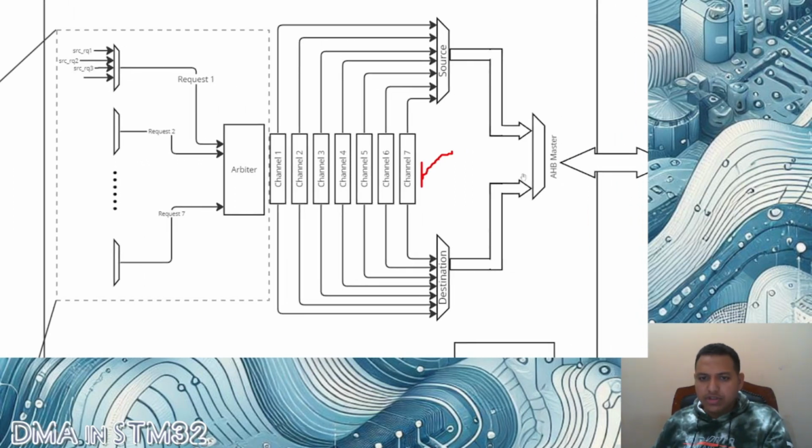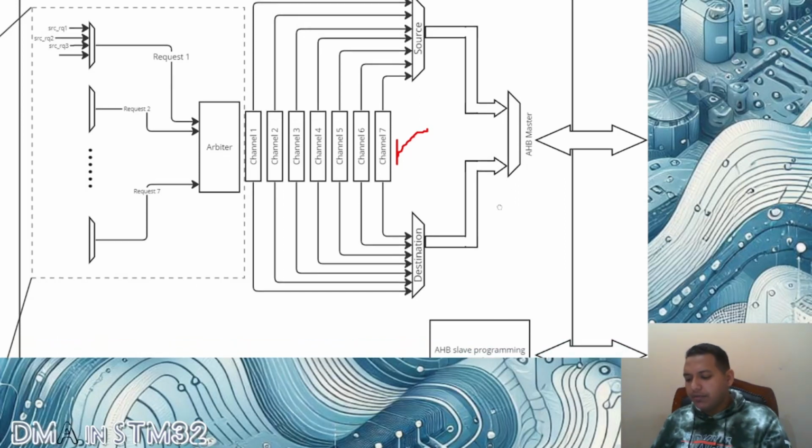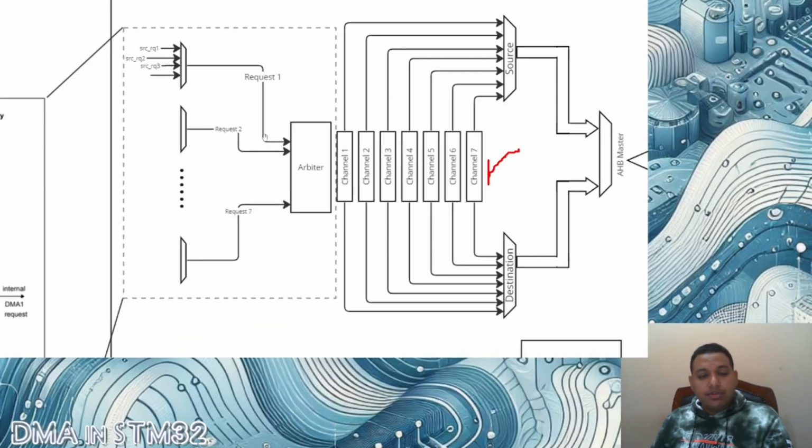We can also see here that both source and destination are connected to one AHB bus master, as we have explained in the previous slides. The arbiter is responsible for handling priorities of requests. It has 4 different settable priorities: low, medium, high, and very high. And you can set this through an internal register. When we get to the datasheet and the reference manuals, we will see this register.